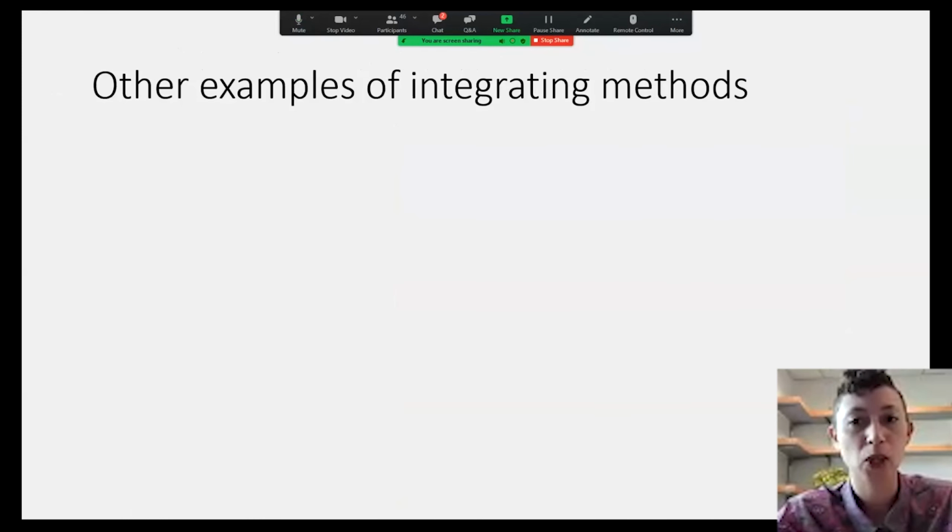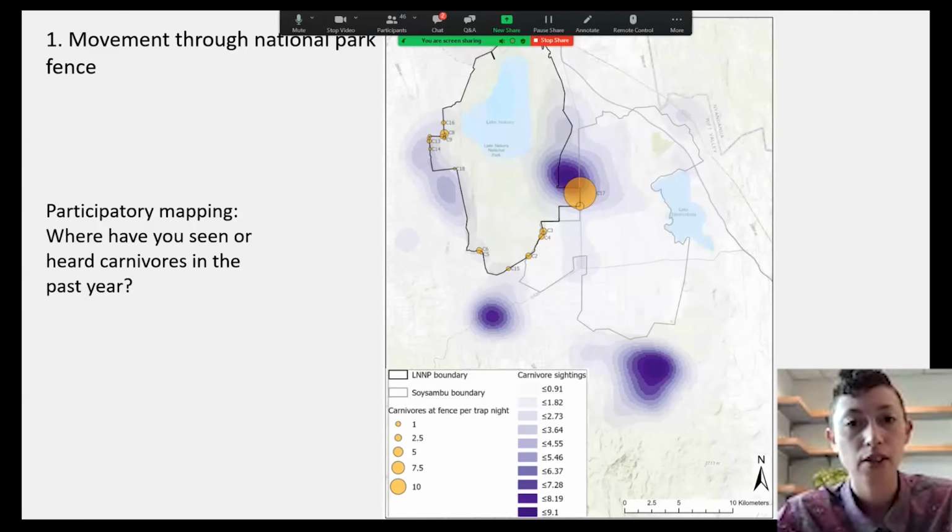So I won't go any deeper into what we analyzed for that paper, but instead I'm going to pivot to just a few more examples of what we could do by integrating this participatory mapping data with the ecological and behavioral data in this system. In this example, the orange is the per camera trap night approaches of carnivores to the fence. And the purple shows a kernel density estimate of where community members have seen or heard carnivores over the year of the study, which came from the participatory mapping data.